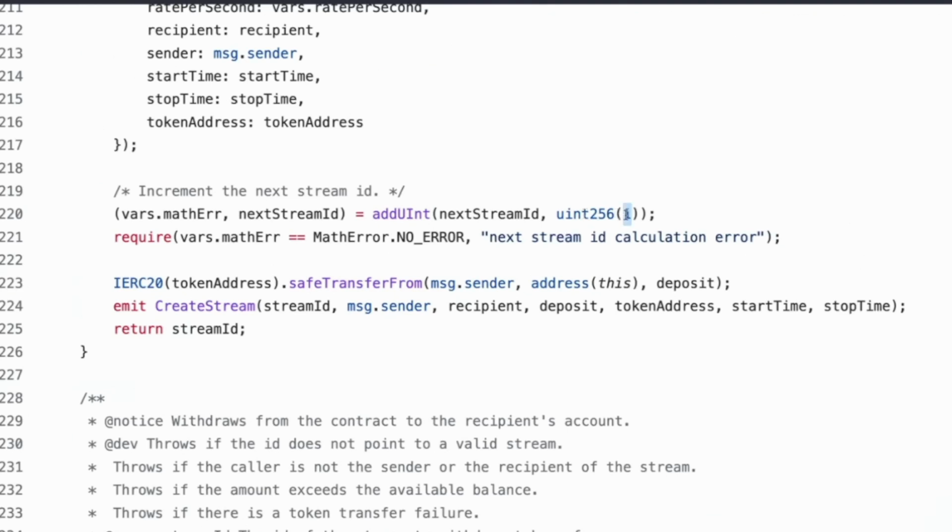Also, they take the number 1 and then cast it to uint56. It's just 1. Why don't you make it a uint8? And also, why don't you just plus plus and put in an unchecked box just to make sure that it doesn't overflow.